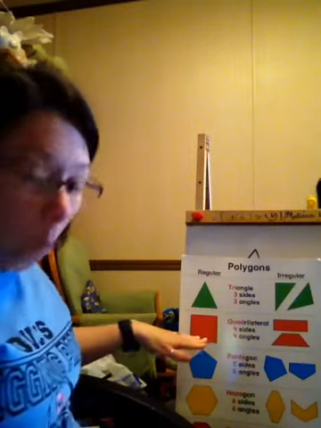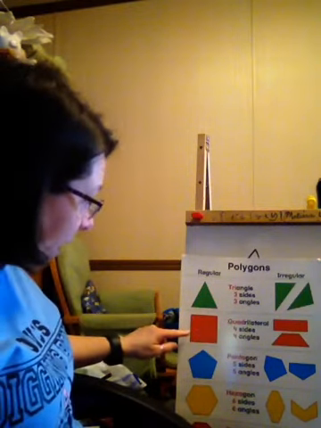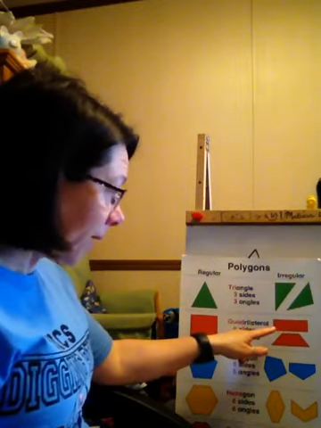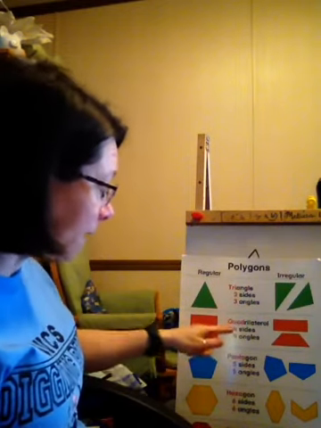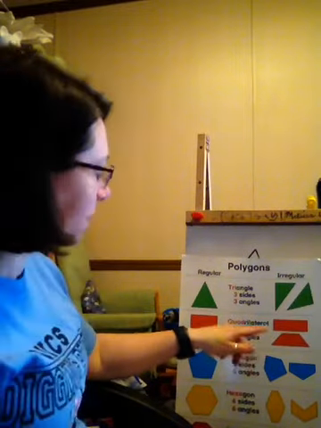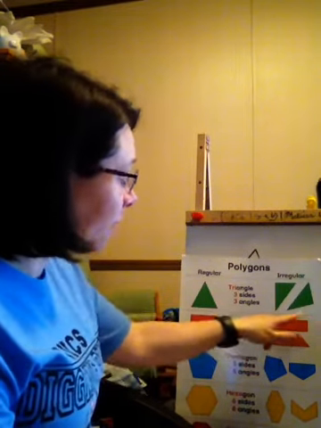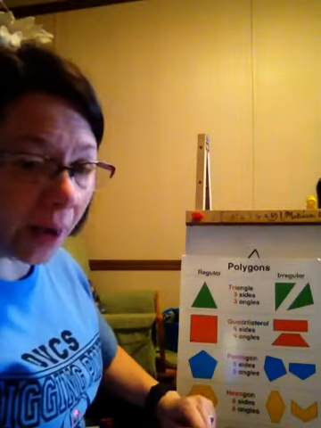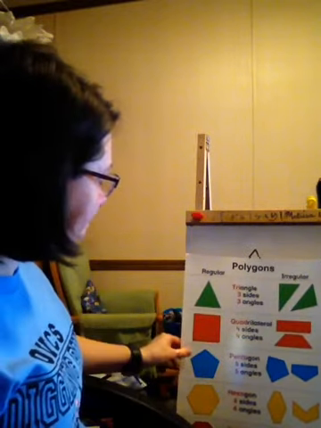This is still a quadrilateral. This looks like a square. This looks like a rectangle. They're still quad, meaning 4. They're still quadrilaterals. Excuse me. But these sides are not equal. Another quadrilateral. Sides are not equal.